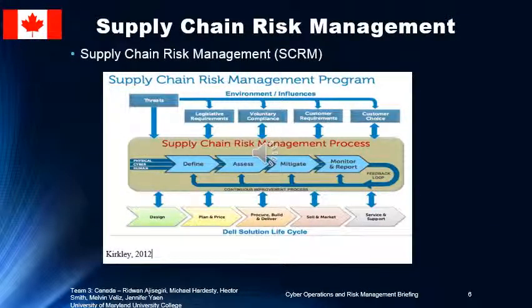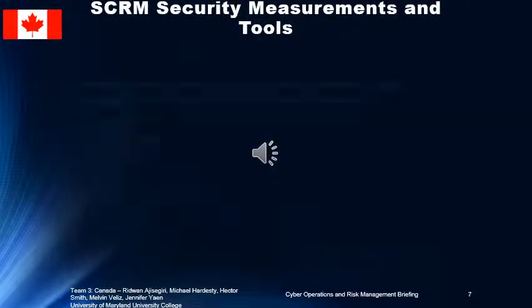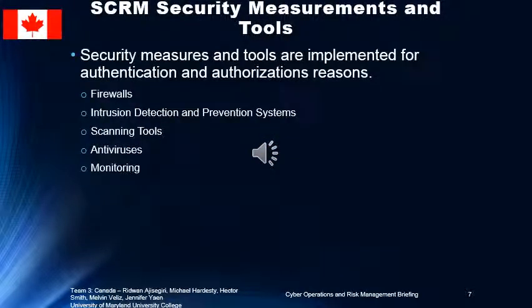The supply chain risk management is the coordinated efforts of an organization to help identify, monitor, detect, and mitigate threats to supply chain continuity and profitability. The supply chain risk management includes security measures and tools that are implemented for authentication and authorization reasons.